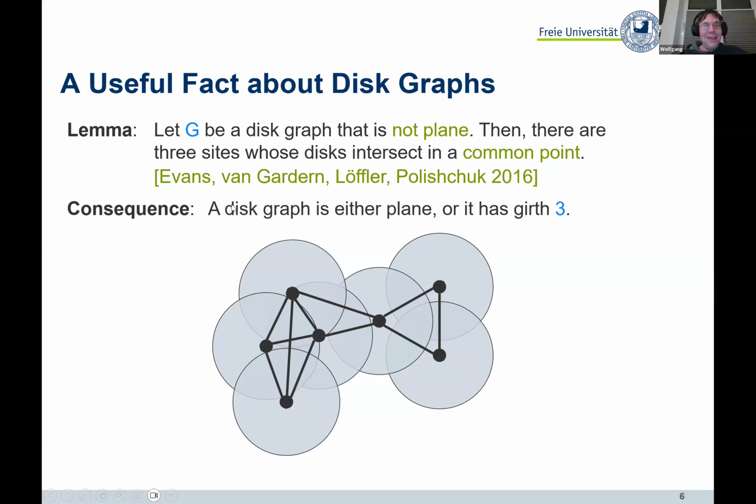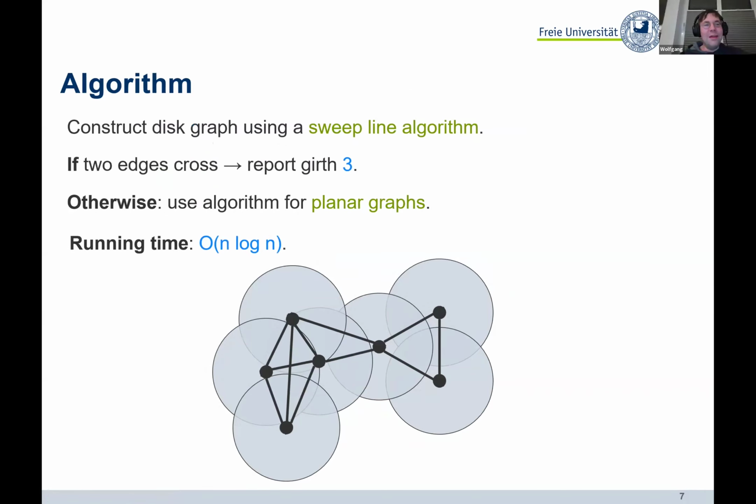So the consequence, as Shachar also said, what we are interested in is that either a disk graph is plane or it has girth 3. And now everything becomes very easy. So we have a disk graph, but actually our input to the algorithm is just a set of points in the plane and the radius for each point. So that's our input. It's compact. It has linear size in the number of sides. And then the first thing that we do is we construct a disk graph just using your favorite sweep line algorithm, so that we know what the edges are.